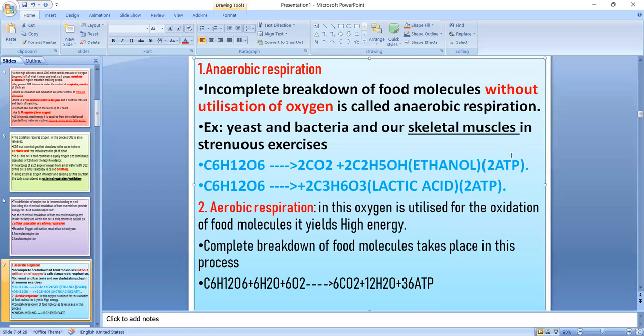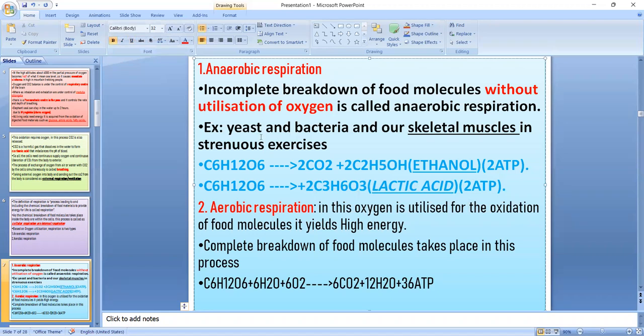in which the glycolytic pathway occurs. After glycolysis, the pyruvic acid is converted into either ethanol or, in our body, lactic acid. See, in our body it is converted into lactic acid. In anaerobic respiration, two ATPs are produced, and the resulting substances are ethanol in yeast and bacteria.